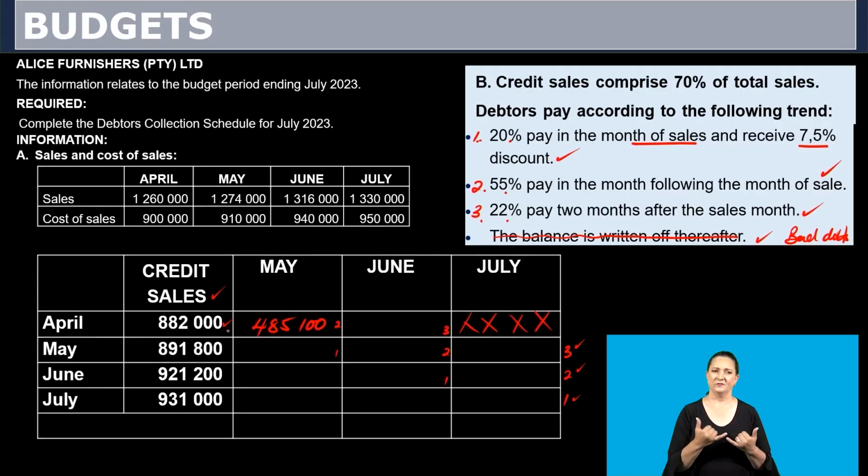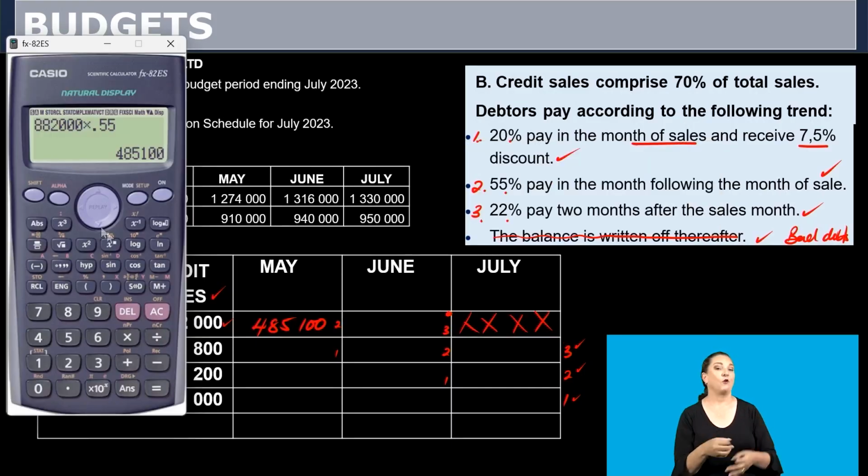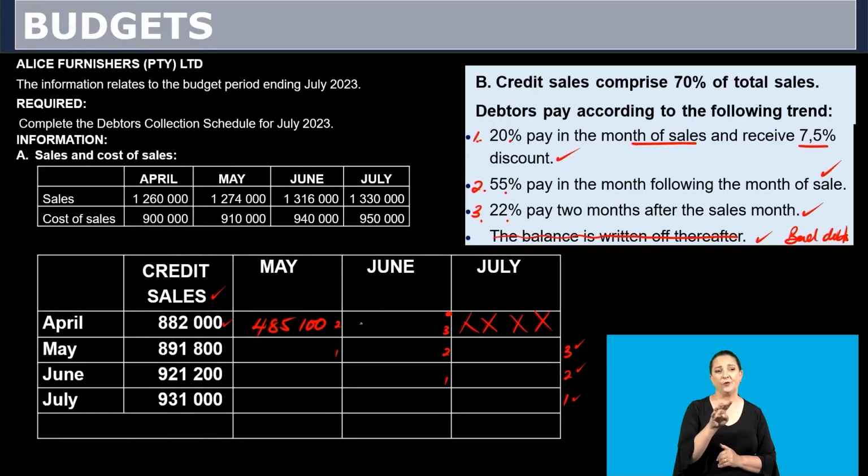That means I can take the same 882 and come to June now. I'm going to collect number 3. Number 3 is 22%. So on the same 882, I'm going to collect now 22%, and that will be 194,040. So that's 194,040.